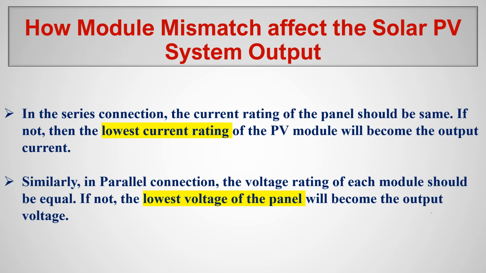Similarly, in parallel connections, the voltage rating should be the same. You know that, in a parallel connection the voltage should be the same. If the voltages are different, then the lowest voltage rating will be my output. So this is the mismatch created if we mix two different specifications of module.